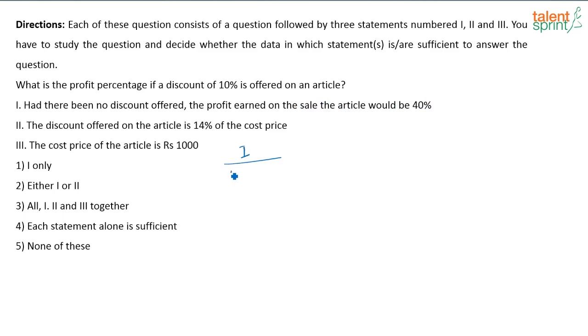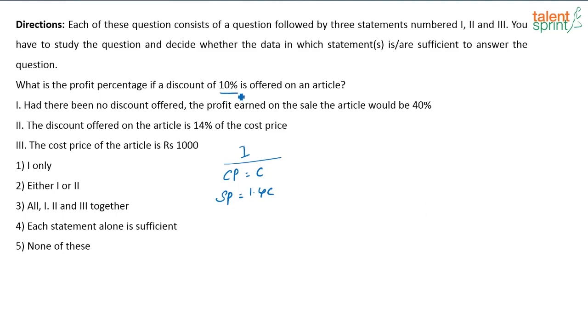Okay. So if the cost price of the article is C, I am taking the cost price of the article to be C. Now if there is no discount offered, right, what will be the selling price? The selling price will be 1.4 C, correct? Or there is a profit of 40%. So selling price is 1.4 C.